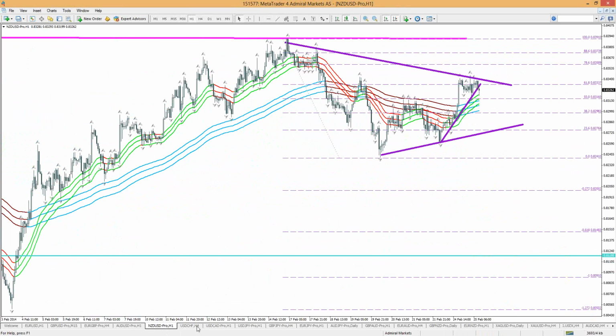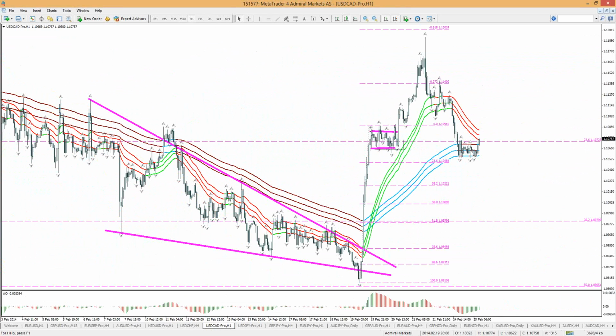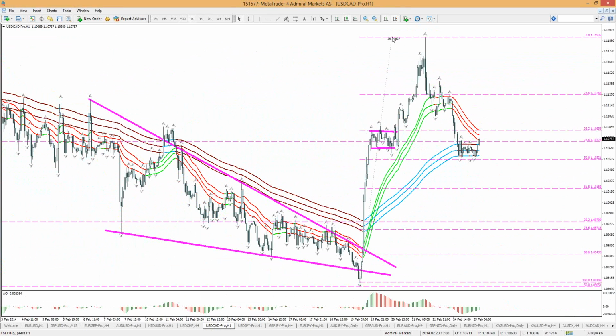Let's take a look at Swissy. Swissy is moving down. That is aligned with the euro that is moving up. Dollar CAD has been retracing strongly to the downside here and has bounced off the 50 fib, as we can see, and the long-term moving averages.